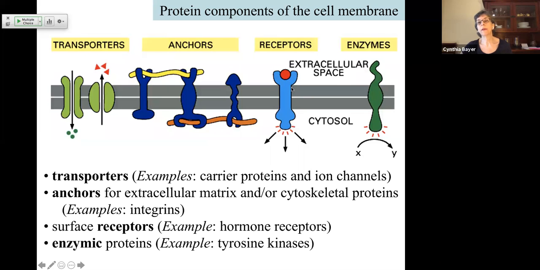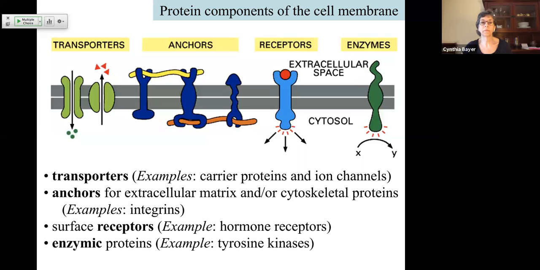Some of these transmembrane proteins serve as a receptor. They may bind a signal, such as a hormone, that is present in the extracellular space. And by binding to that signal, will cause a change in the shape of this receptor protein that will activate a particular type of biochemical process inside the cell.